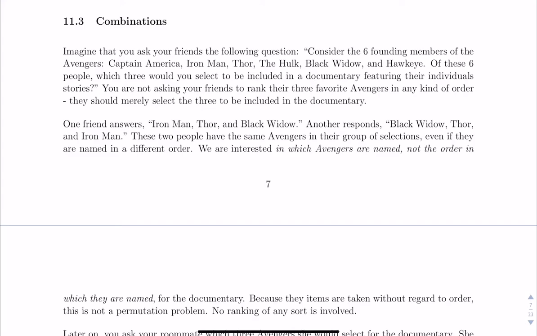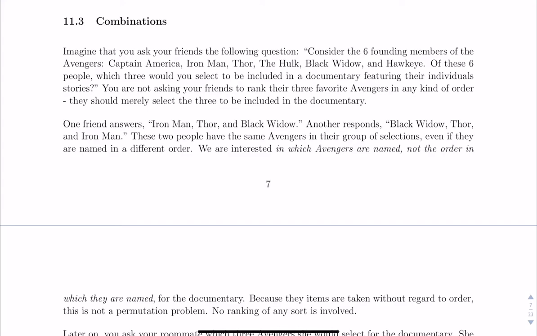You are not asking your friends to rank their 3 favorite Avengers in any kind of order. They should merely select the 3 to be included in the documentary. One friend answers Iron Man, Thor, and Black Widow. Another responds Black Widow, Thor, and Iron Man.